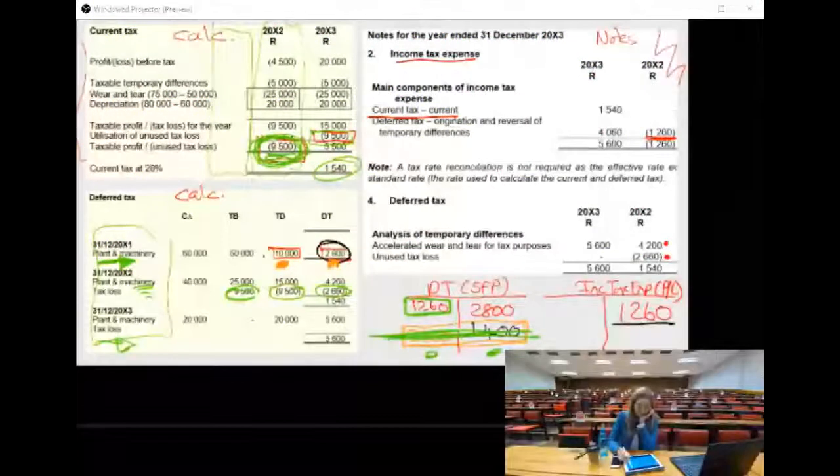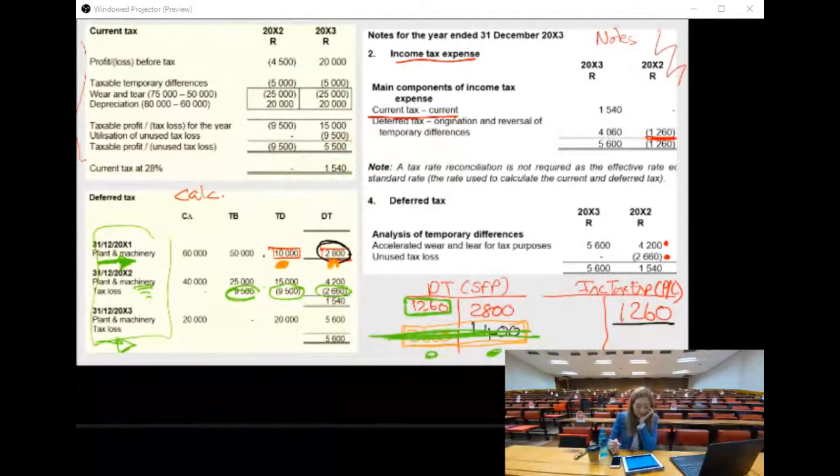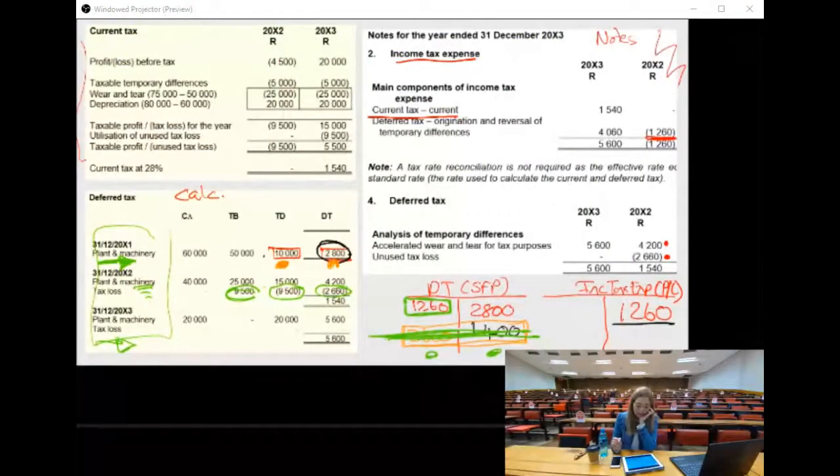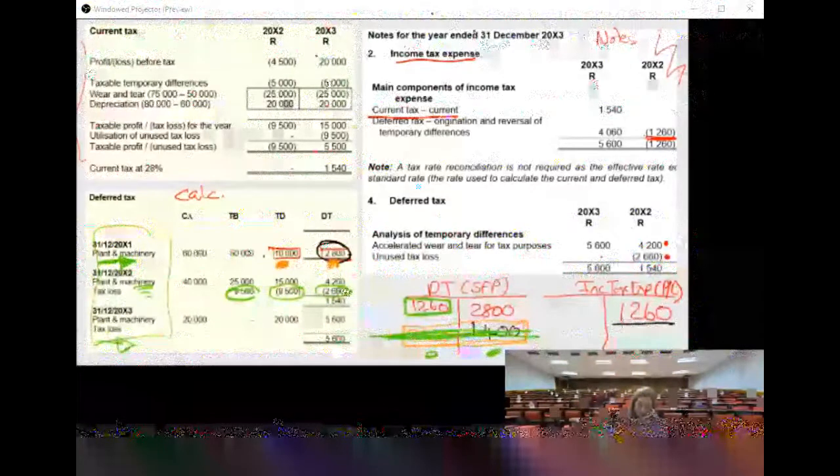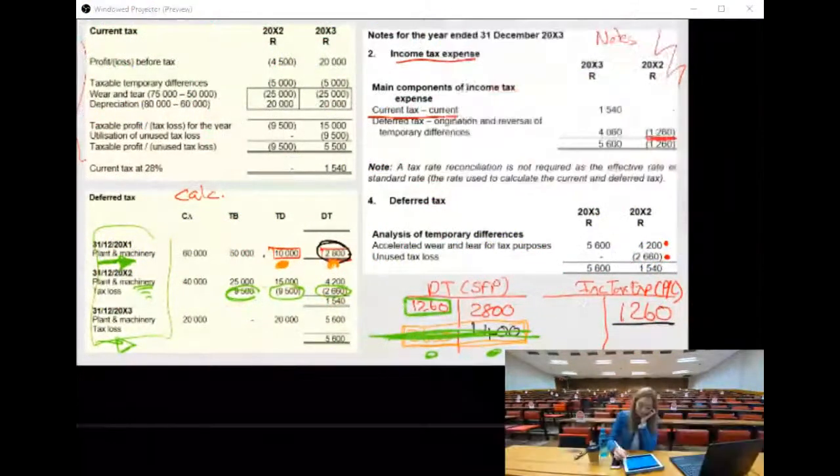Okay, but I'm not sure if I understand your question, because here in our current tax calc, I think I do. I think I understand what your question is. So remember that we said that this 1260 over here actually consists of a positive 1,400 and the negative 2,660. Okay, so that's what this 1,260 consists of.